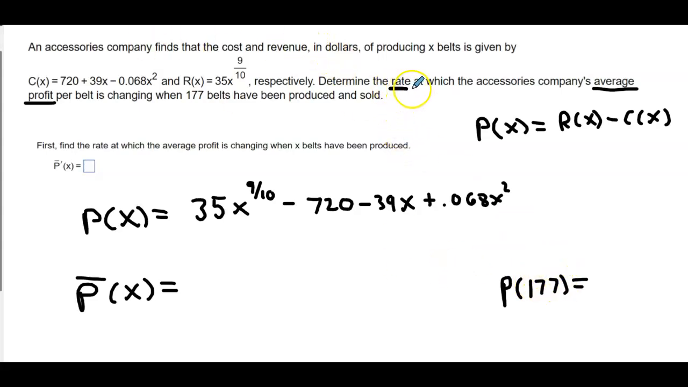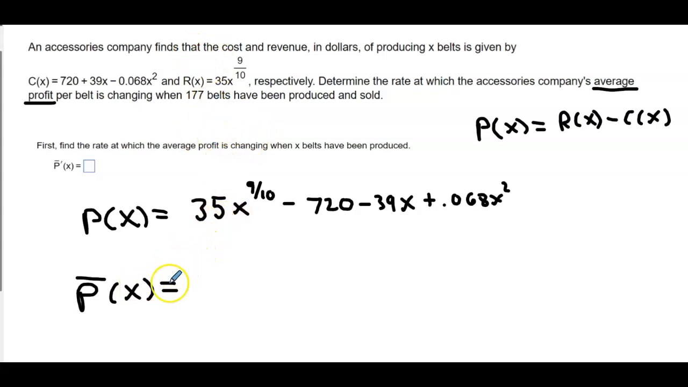When you see the word rate, it's not even asking for the average profit when 177 belts have been produced and sold. It's asking for the rate at which average profit is changing when 177 belts have been produced and sold. So after we find this average profit function, then we have to find its derivative, which means we really should consider how we set this up.